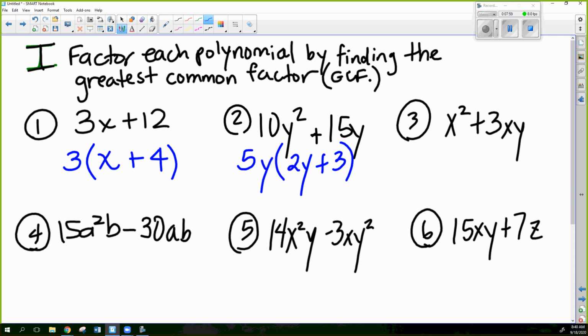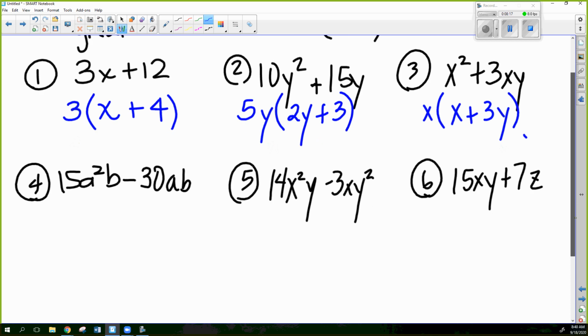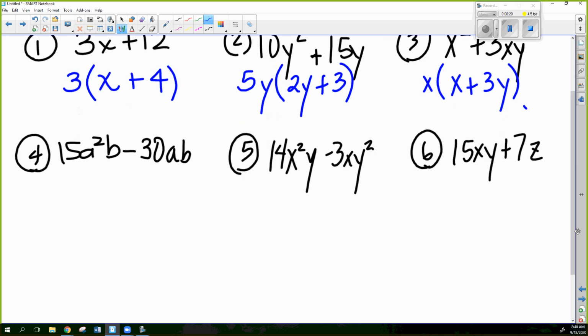Keith, what did you take out for the GCF in number 3? X. X, awesome. And what was left? X plus 3y. You got it. Any questions? Anybody? Okay. Now 14 is a little trickier. There's a lot more going on.